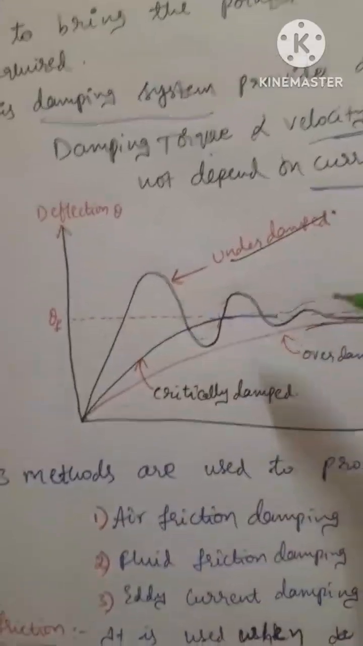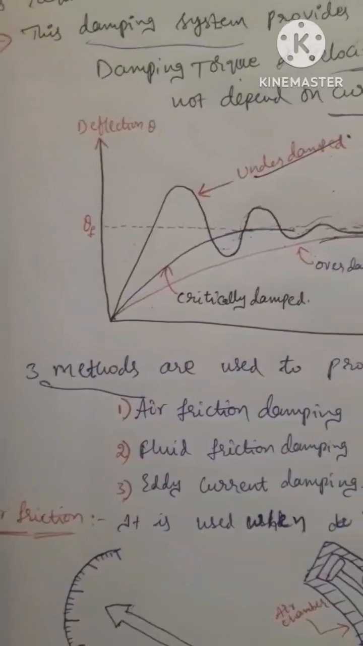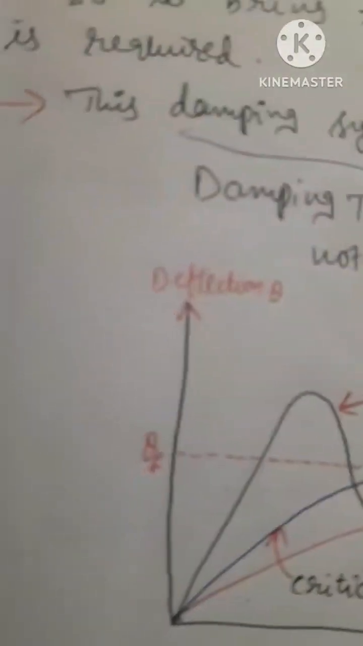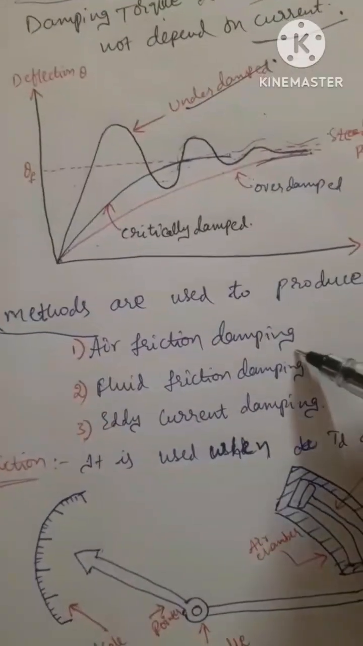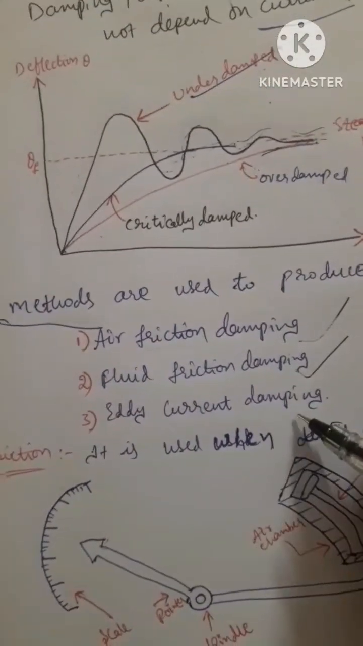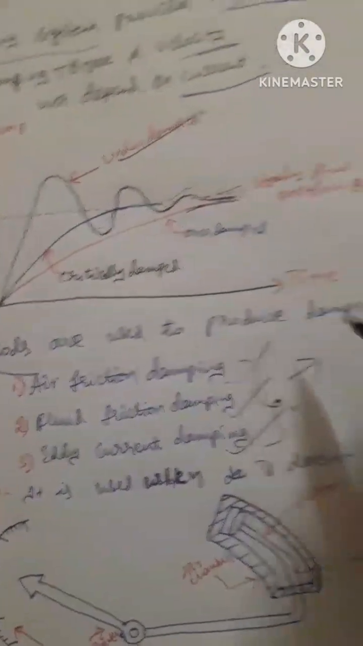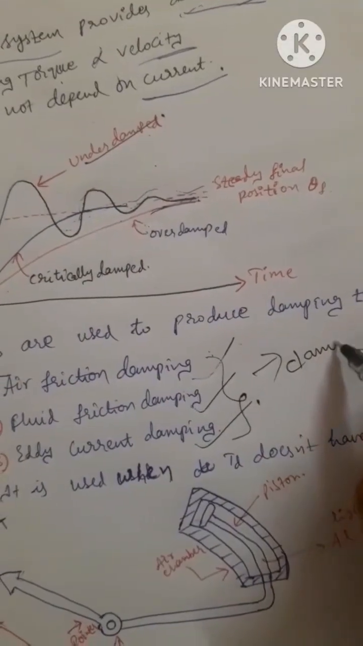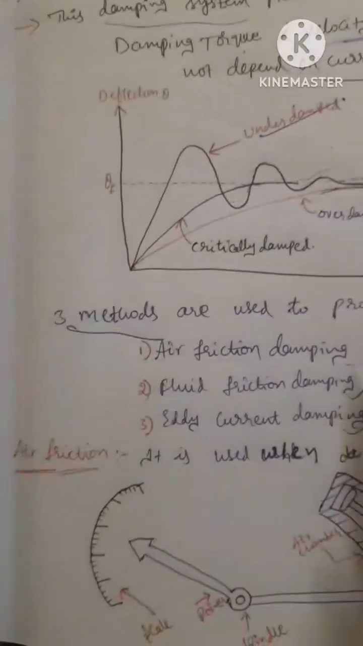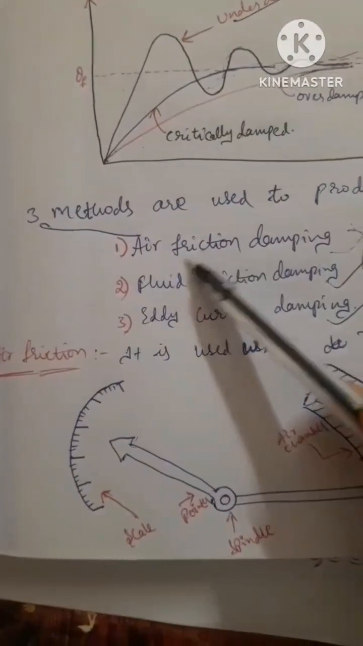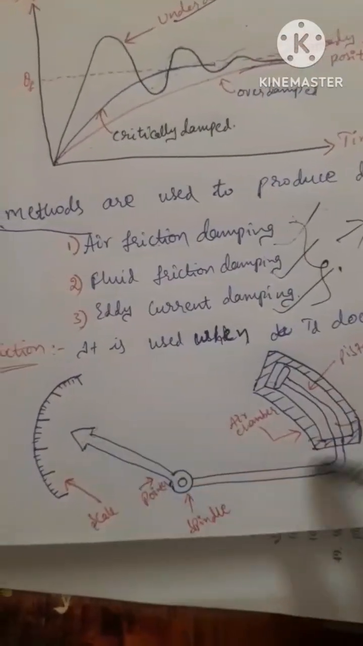To produce the damping torque, we use 3 methods. Those 3 methods are air friction damping, fluid friction damping, and eddy current damping. These 3 are used to produce the damping torque. So first, let's see about the air friction damping. This is the picture of the air friction damping.